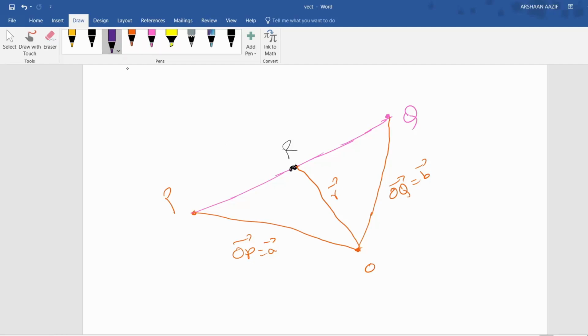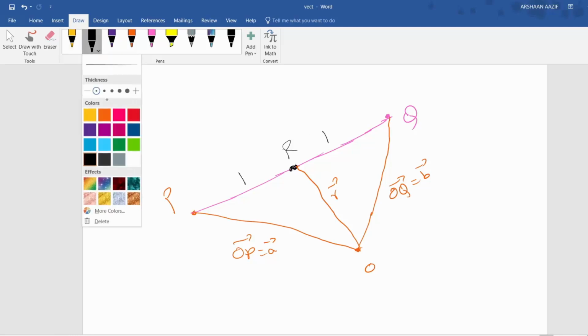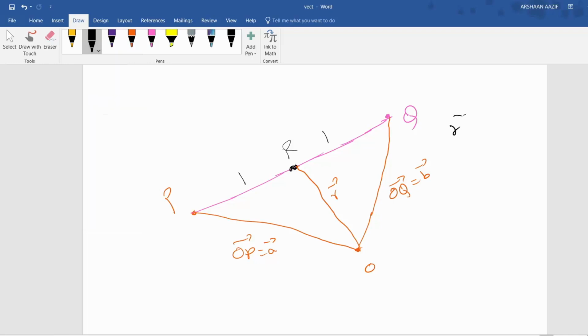Since it is going to be the midpoint, it will be an internally dividing point. It cannot be an external point, which cannot be a midpoint. And this will be in the ratio of 1:1. So we know the formula for the R vector when the point is in between P and Q: (M B vector plus N A vector) divided by (M plus N). Here M equal to 1 and N equal to 1.